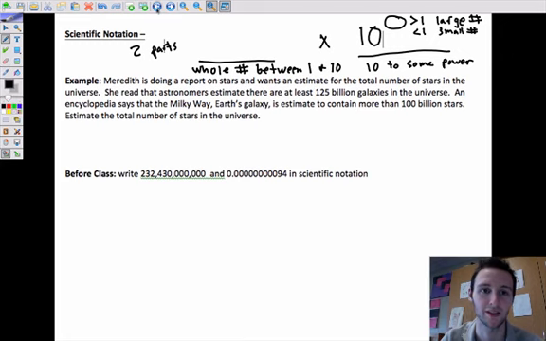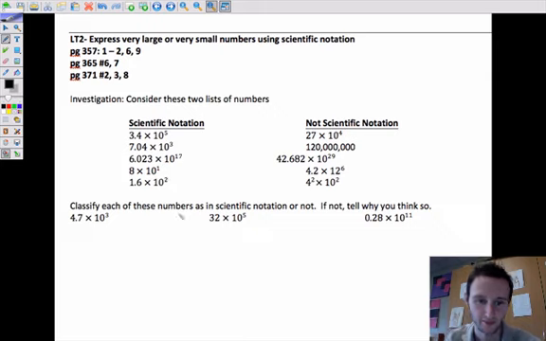Let's go back to our list for a second. We're going to classify each of these things down here as either in scientific notation or not. This one we've got a whole number between 1 and 10, and we've got times 10 to the third. So this is a very large number because this exponent is greater than 1, and yes, it is in scientific notation.